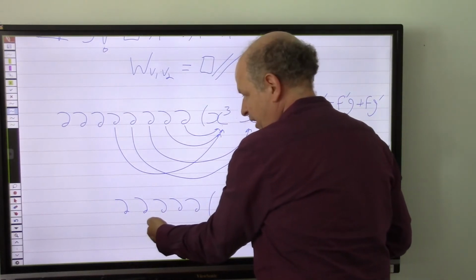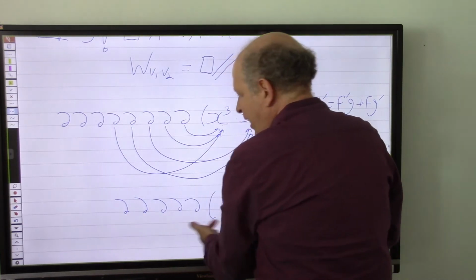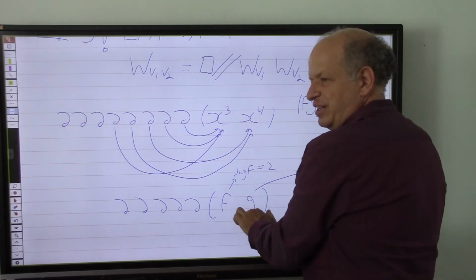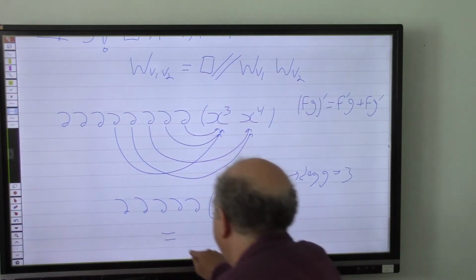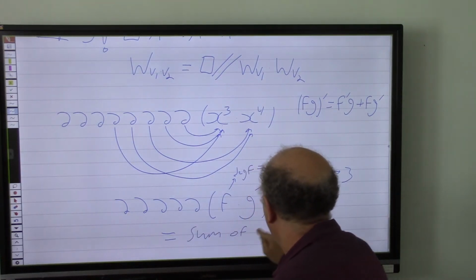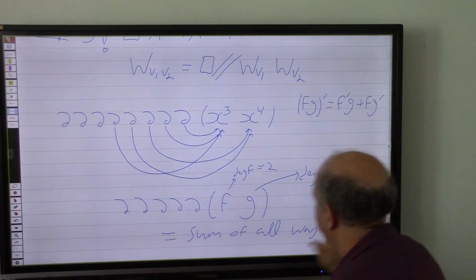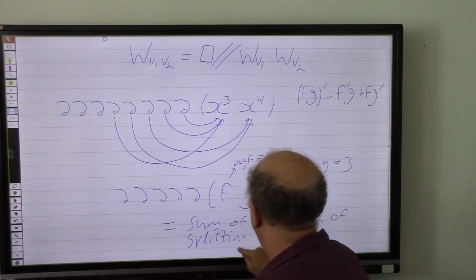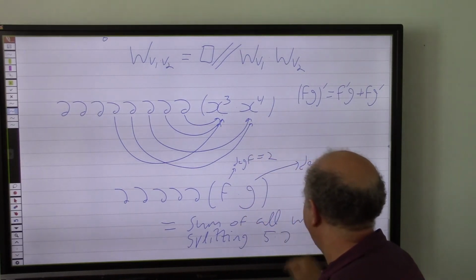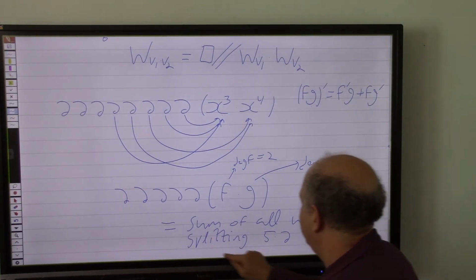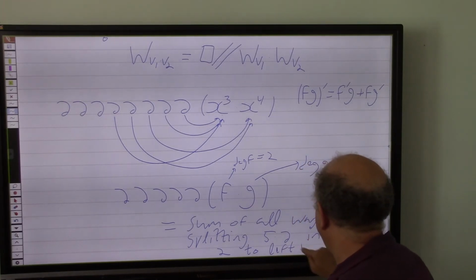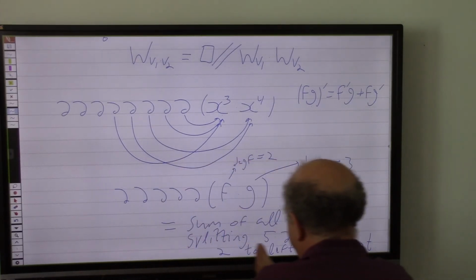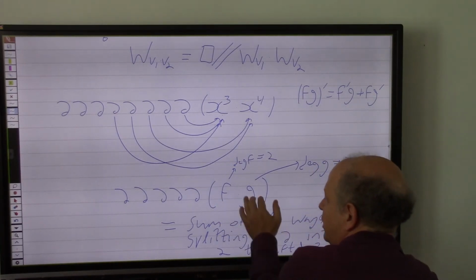Now, the only way I will get a contribution to the answer is if the 5 differentiations are split 2 on f and 3 on g. Right? So the answer will be the sum of all ways of splitting the 5 times differentiation into 2 to the left and 3 to the right. Okay? And then the 2 on the left will act on f, the 3 that go to the right will act on g, and we're done.